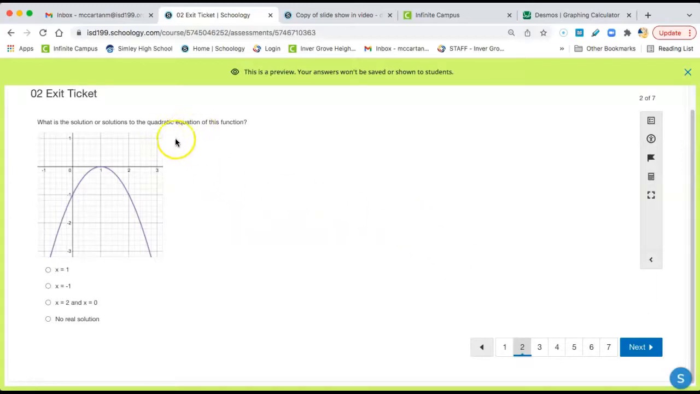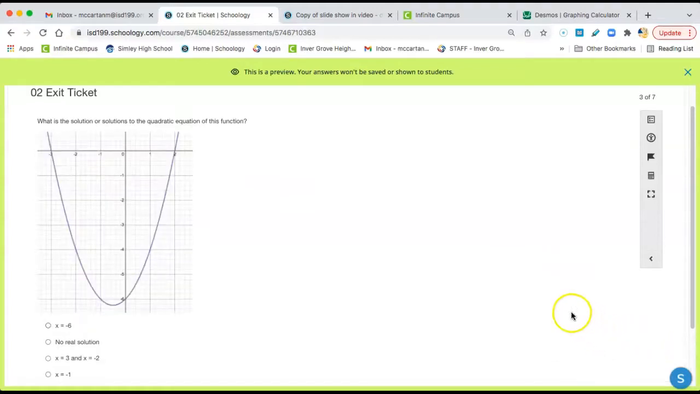What's the solution to this? It touches right there at 1. The solution is x equals 1, right there. What are the solutions? Where it crosses. Crosses there at 2 and negative 3, right?